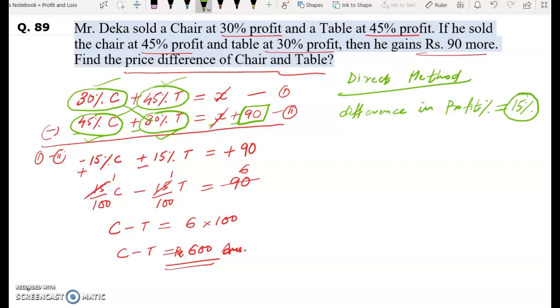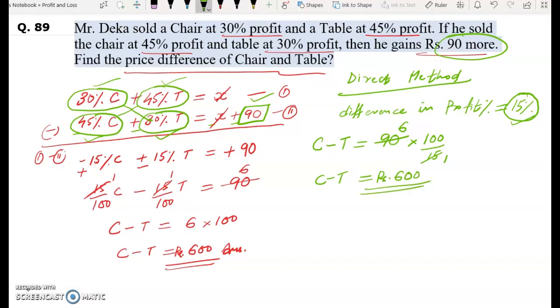Now we can directly find the price difference of chair and table. The price difference of chair and table, C minus T, will be how much? We will take this 90. He gains rupees 90 more. So whatever he earns more, we will write it here and we will divide this 90 by this difference in profit percent. So our profit percent is 15%. If we divide it, this 100 will go up. So 15 into 1, 15 into 6. C minus T will be 600 rupees. So we can directly find the value of C minus T.